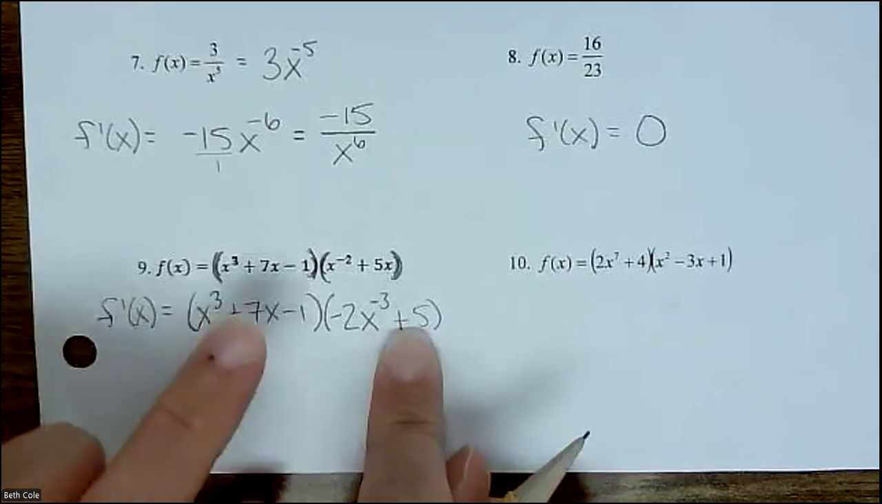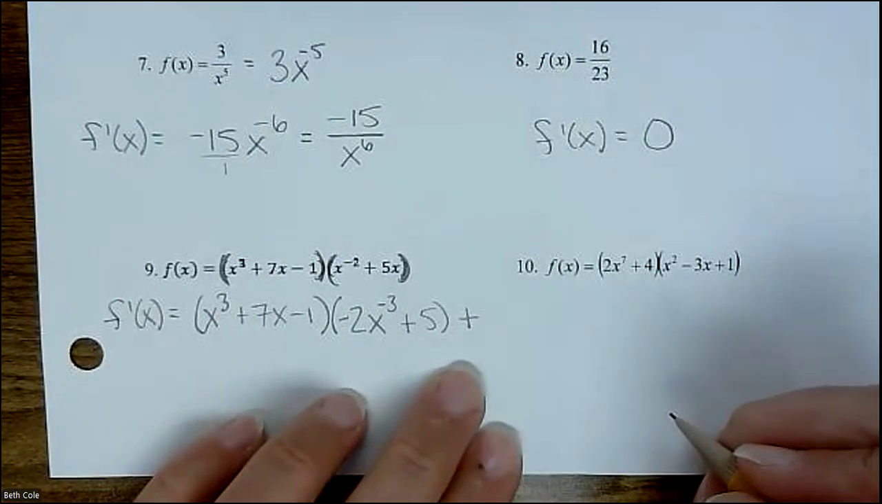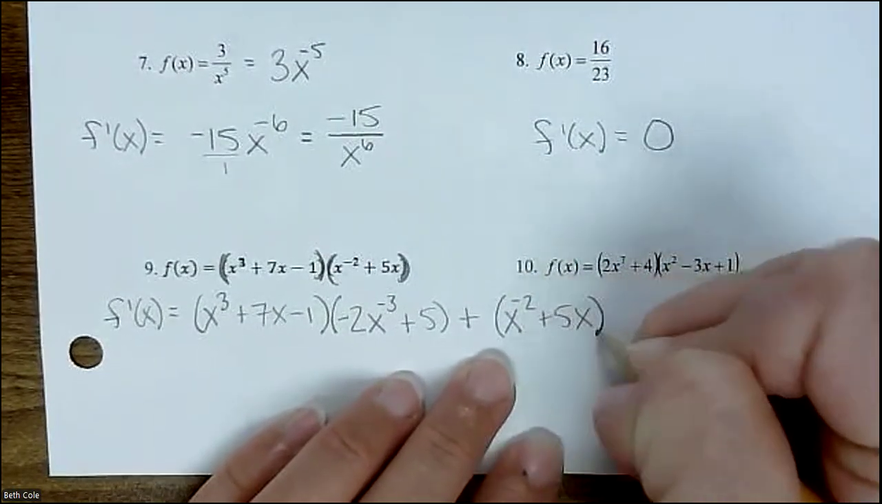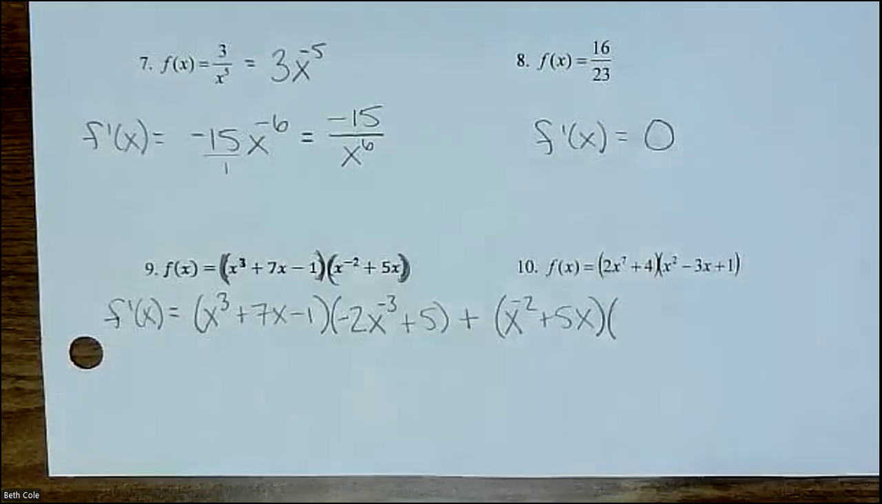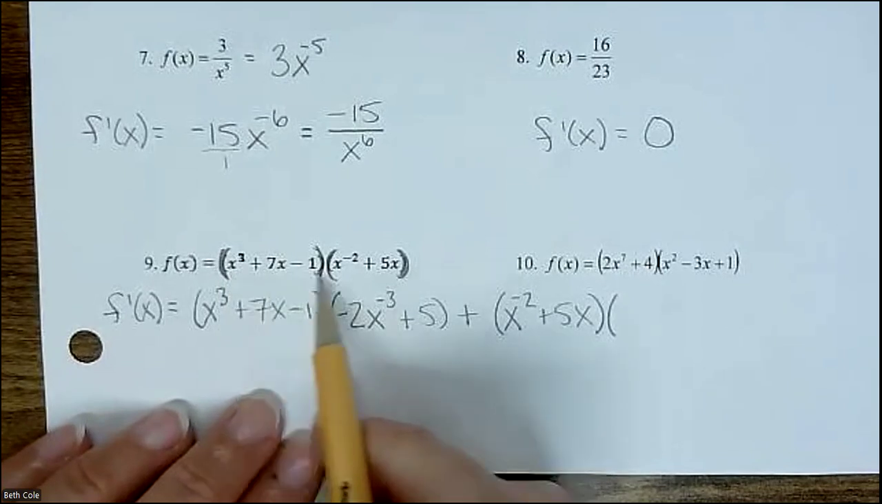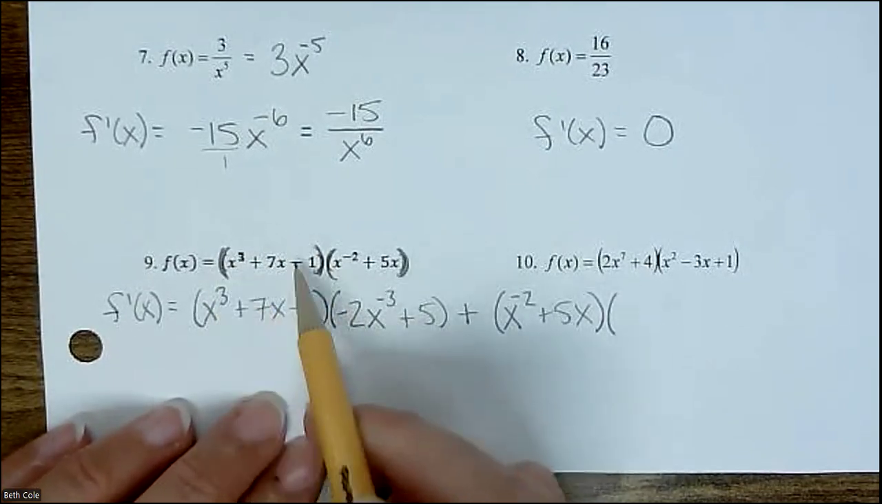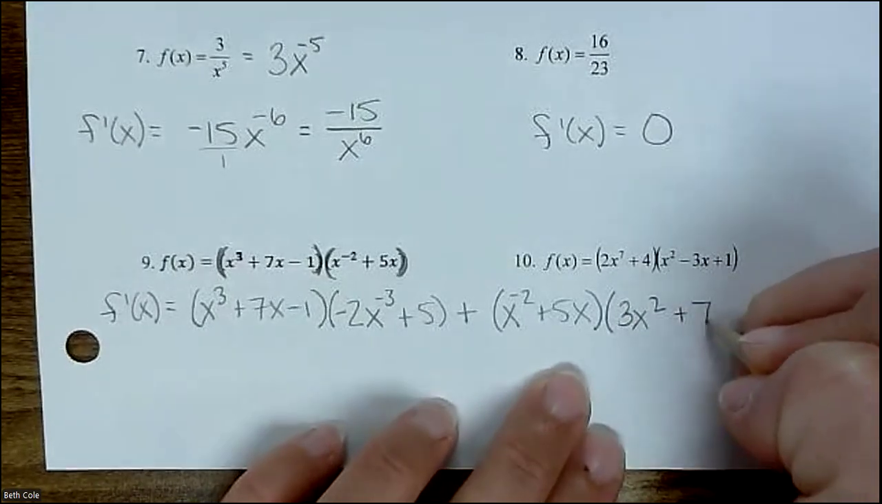First times derivative of the second. You're all still on board? Plus, and then it would be the second function. So just copy that part. And then times the derivative of the first one. So what would we get for the derivative of the first parenthesis thing? 3x squared, good. Plus 7. Cool.